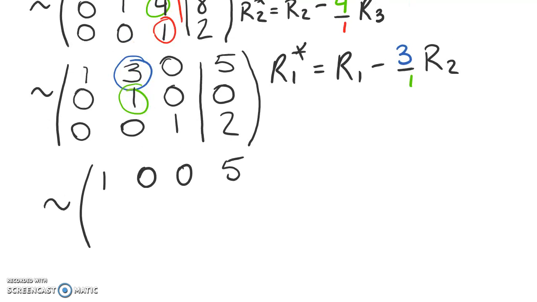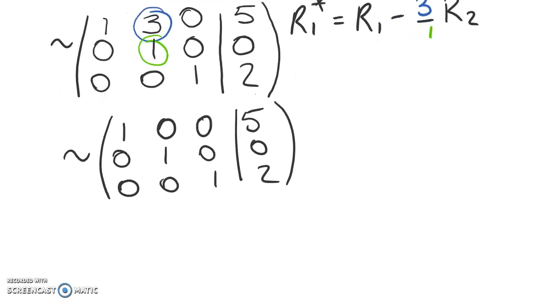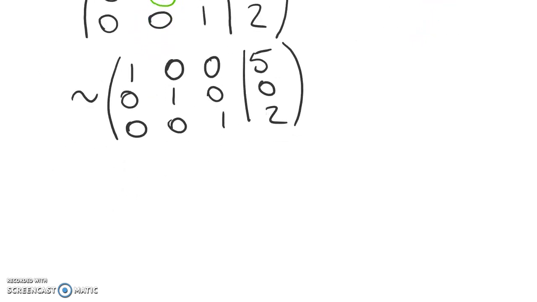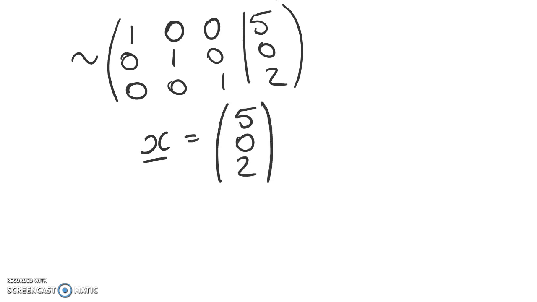You might be able to tell I'm not very good with this whole touch screen thing just yet, but I'm working on it. Okay, so our row 2 and row 3 don't change at all: 0, 1, 0, 0 and 0, 0, 1, 2. And we're done. It depends on how we originally defined our x vector, and because we haven't got a definition in terms of x, y, and z, or x1, x2, x3, or a, b, c, we'll just write x underlined as our x vector is equal to 5, 0, 2. And that's it. I hope that helps you understand Gaussian elimination a little bit better. Thanks.